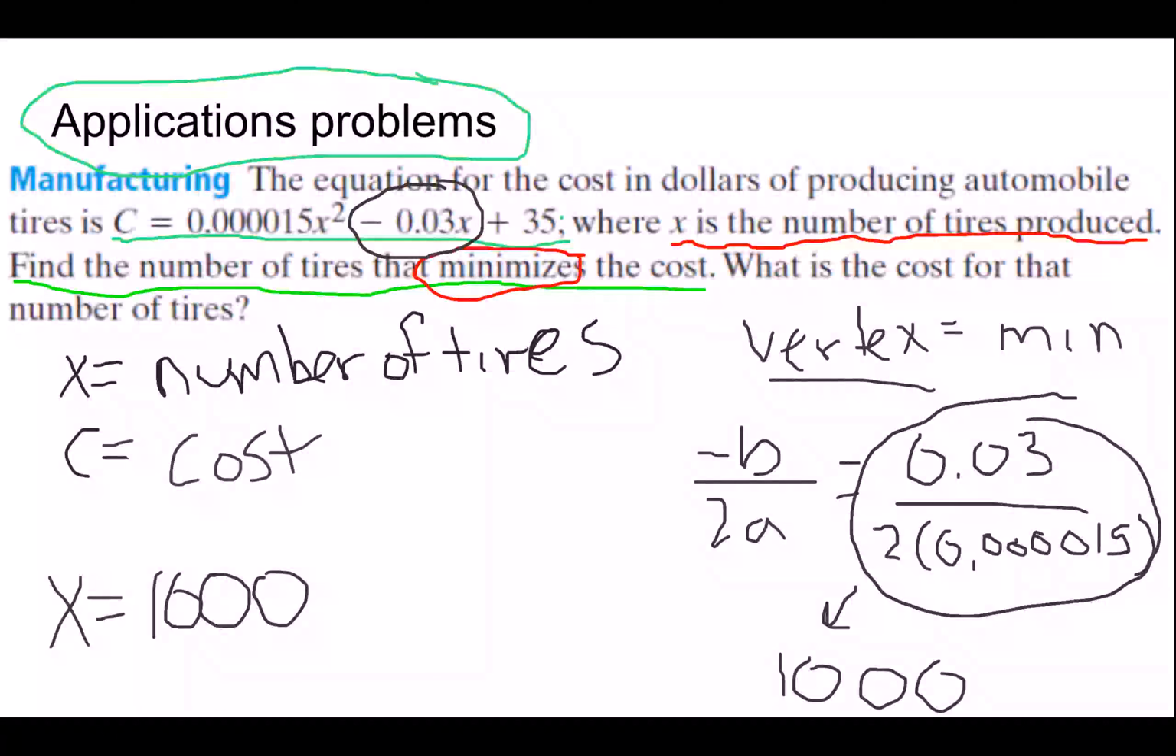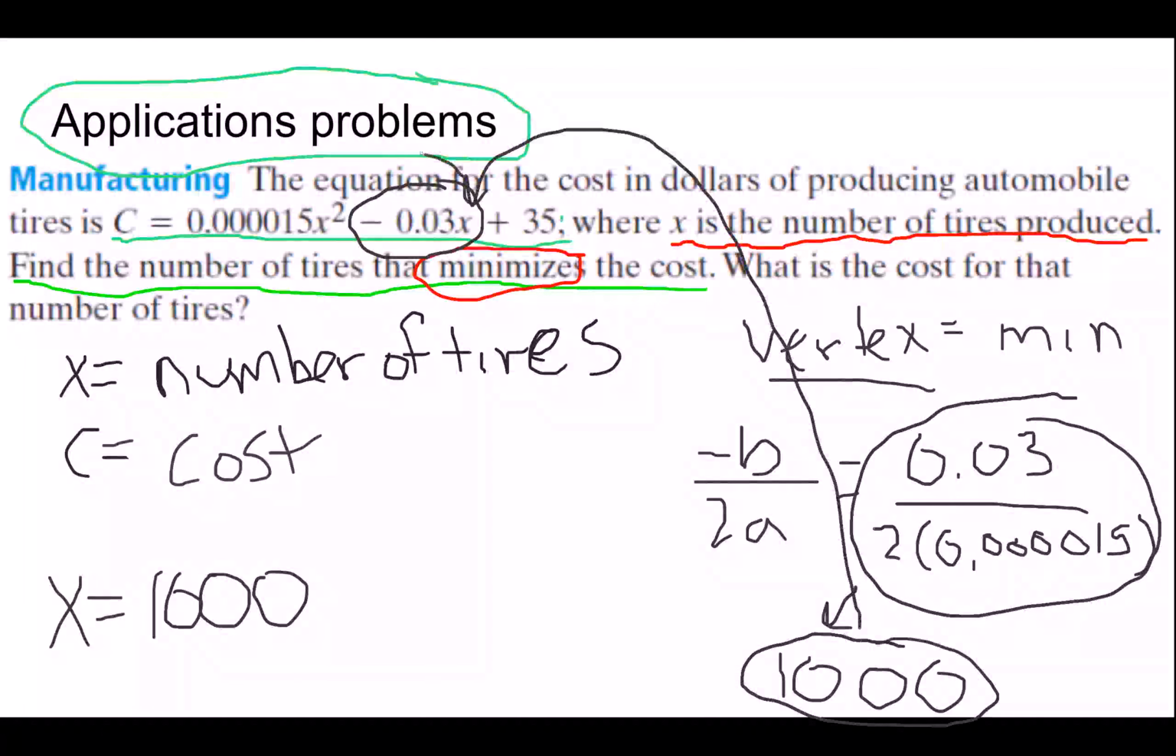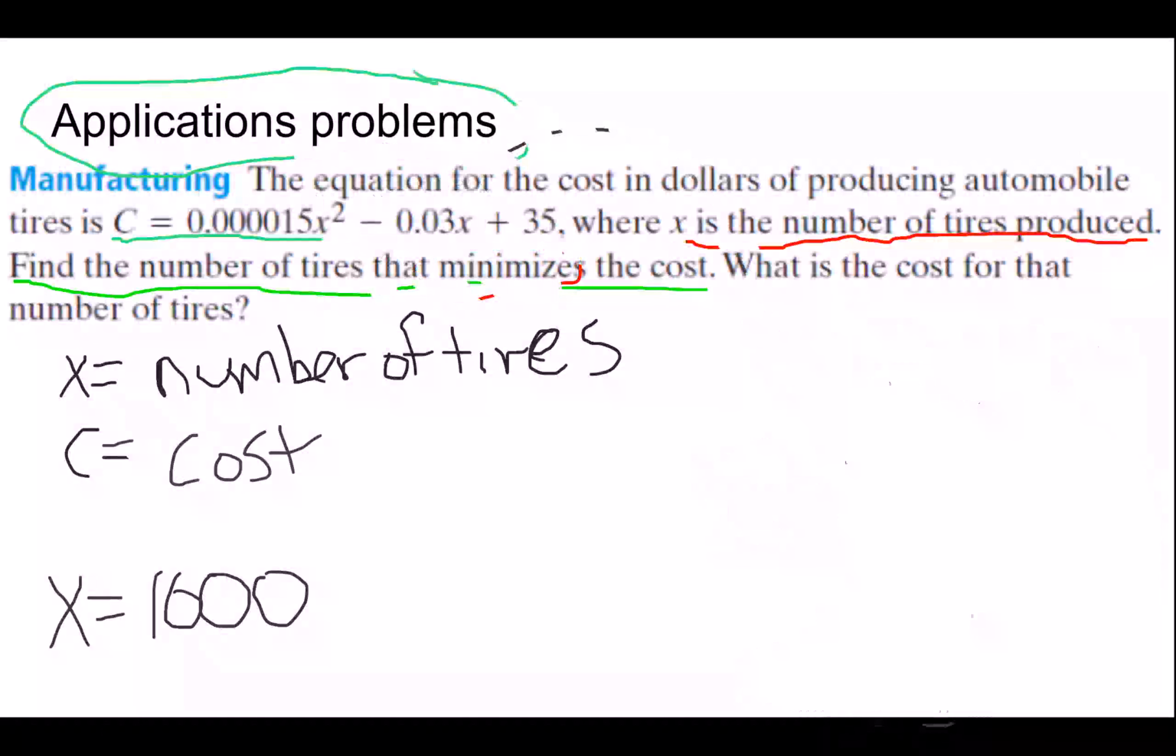Okay, so after we found what will minimize the cost, we're going to take this and plug it in so we can actually find the cost. So I'm going to erase some of the clutter on the screen, and then we're going to find what the minimum cost should be. So we're going to take this equation and plug 1,000 into it so we can find the cost.